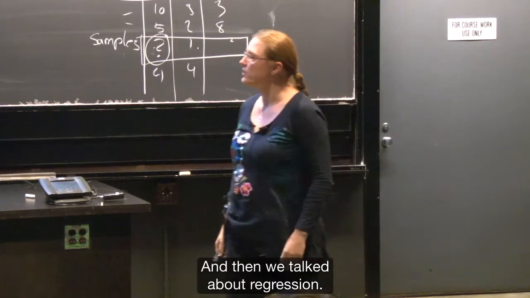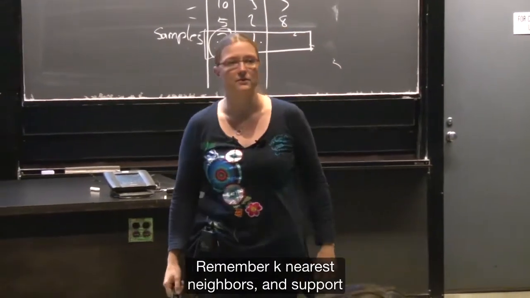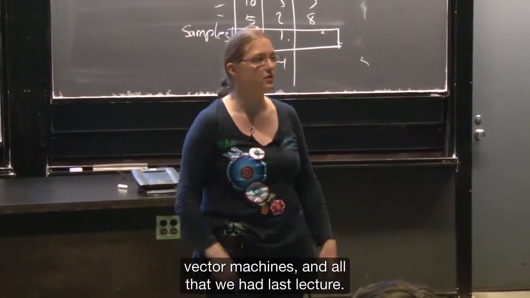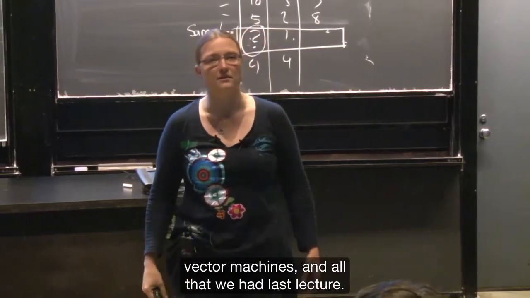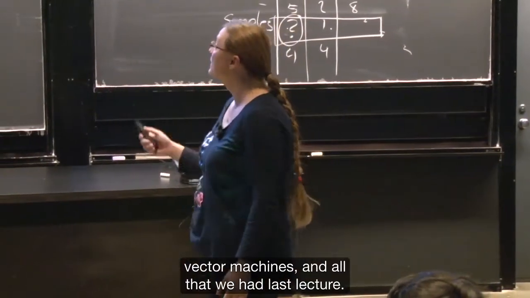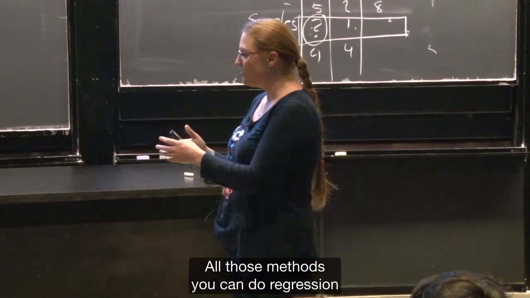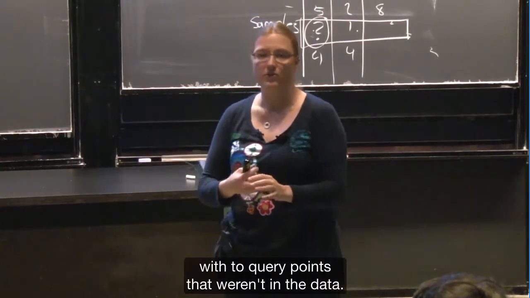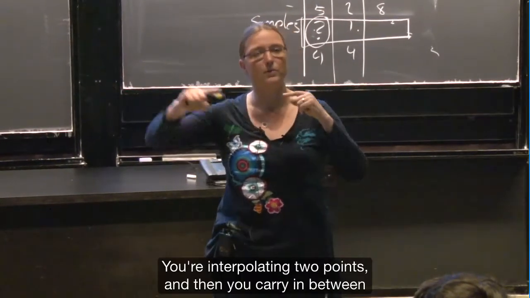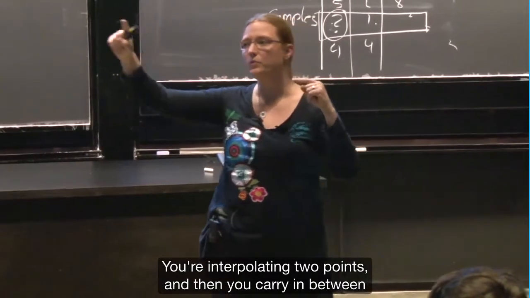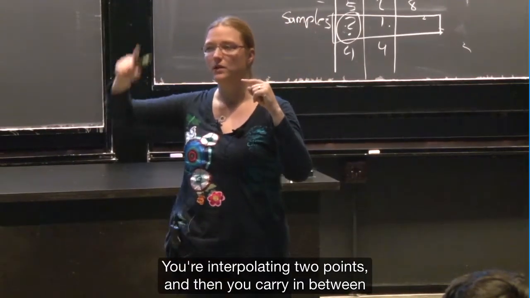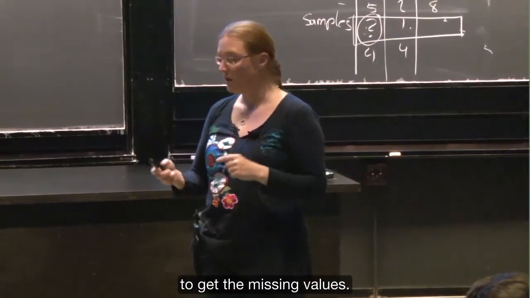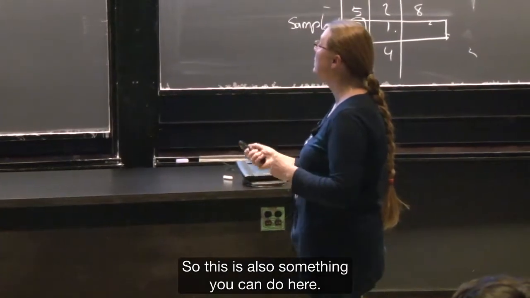And then we talked about regression, right? Remember k-nearest neighbors and support vector machines and all that we had last lecture. All those methods you can do regression with to query points that weren't in the data. You're interpolating between points, and then you query in between to get missing values. So this is also something you can do here.